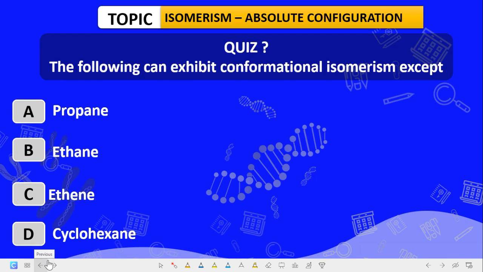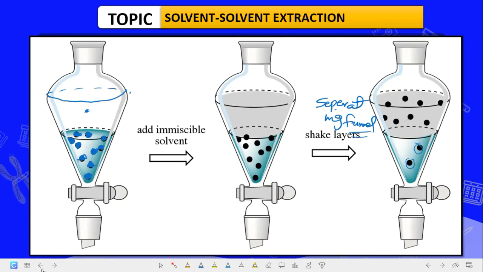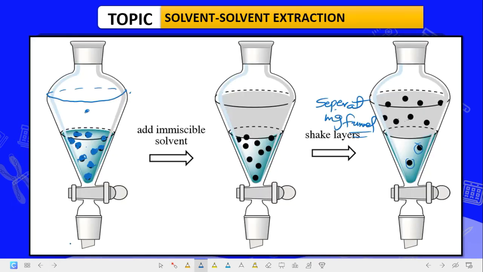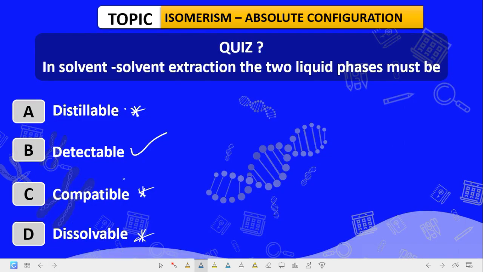Sorry, let's go back to that solvent extraction. Now, you see that the two liquid phases must be detectable, so that when you are carrying out your separation, you'll be able to detect that you've reached this one, or this one is another phase. If they dissolve, what will happen? The phases will not show. Now, you cannot distill them. It's not about being distilled. It must be detectable. Is that understood?